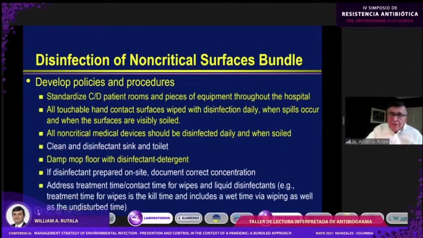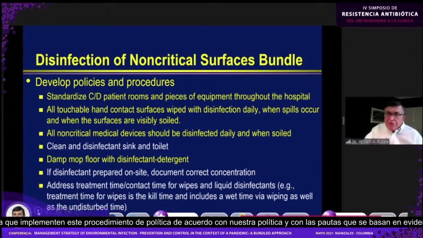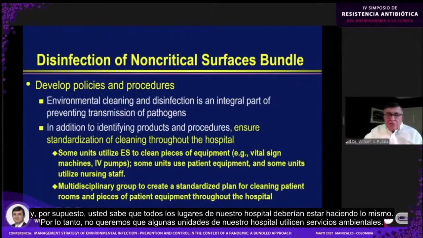Now, we have already mentioned the issue of policies and procedures. The point here is we need to educate everyone in our healthcare setting that's involved in implementing this policy and procedure so that they implement it consistent with our policy and consistent with the guidelines that are evidence-based. And of course, you know that every place in our hospital should be doing the same thing.